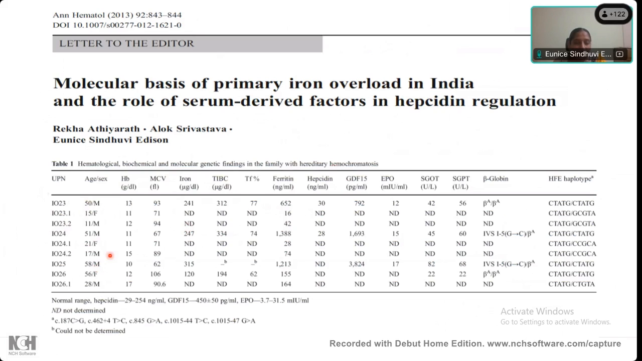So this is one family which we reported, which presented to us in later life, and there have been 1 or 2 reports after this for C282Y heterozygous state. But this is very rare in our population.